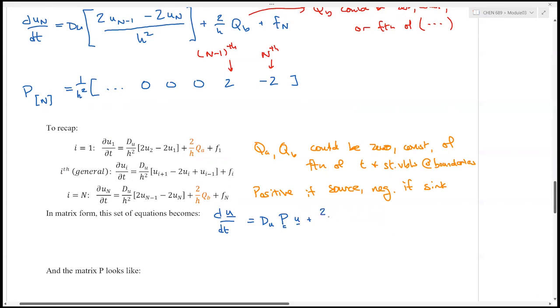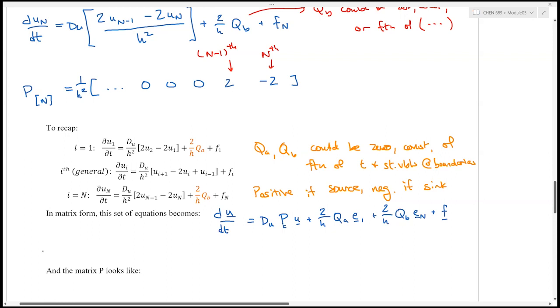plus 2 over h, our boundary condition QA, times this vector E1, which I'll explain in just a second, plus 2 over h times our boundary condition QB times a vector En, plus our vector valued function f, which is all of our reactions and other things that are taking place in the system. And what do these vectors E1 and En look like?